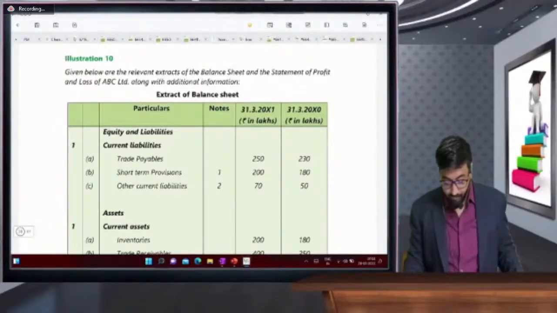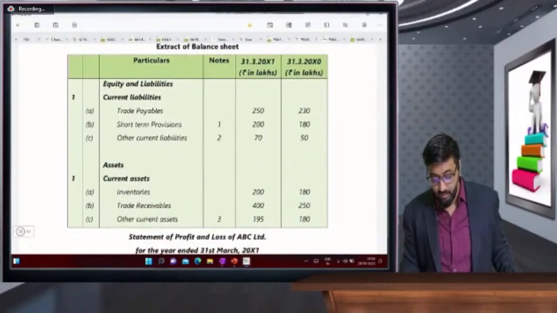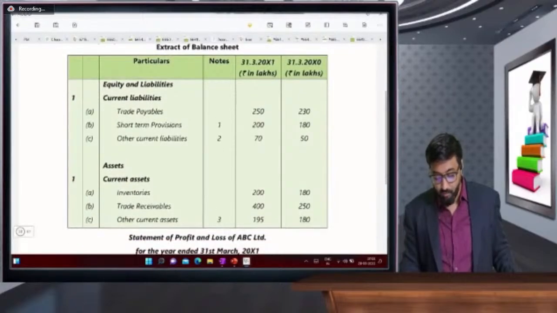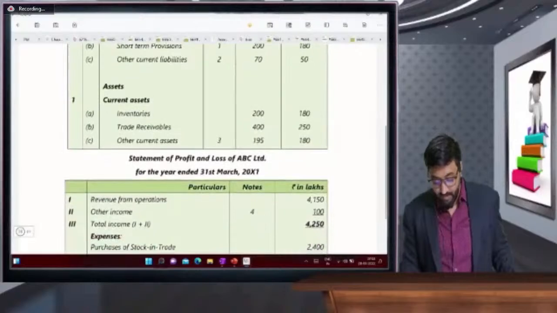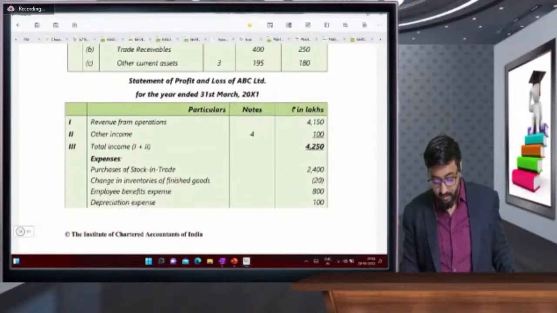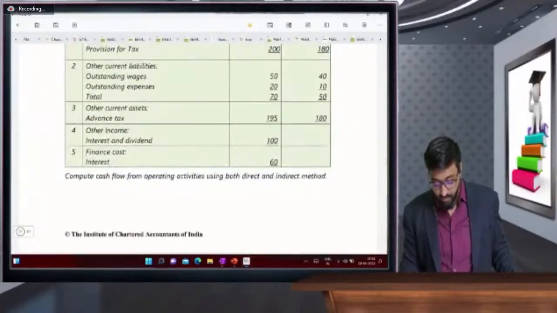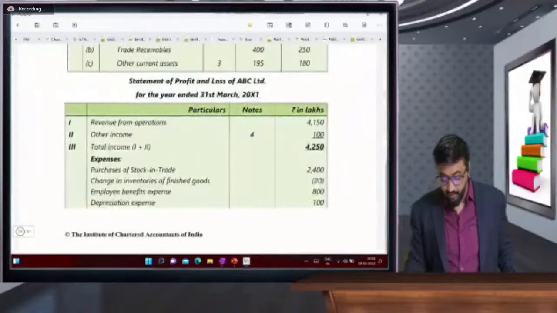Okay. Given below are relevant extracts for the balance sheet and statement of profit and loss account along with the additional information. So this is an extract. This is not the pure balance sheet. Trade payable is there, short-term provisions, other current liability, assets side, inventories, trade receivables, and other current assets. Revenue, trading, and P&L account is also given, and you are asked to prepare operating activities under both methods.